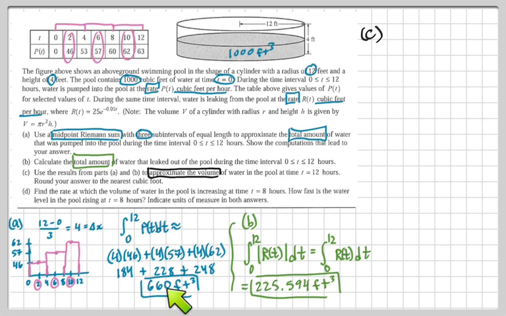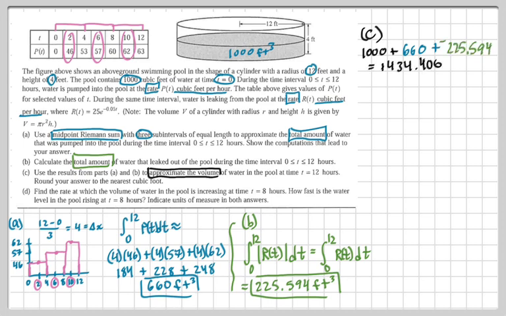Now remember, A is the amount of water that's being added to the pool, and B gives us the amount of water that has left the pool. And then don't forget the very beginning, the initial condition, we were told that the pool already has 1,000 cubic feet in it from the beginning. So we got our 1,000, we're going to add the 660, and then we're going to take away the 225.